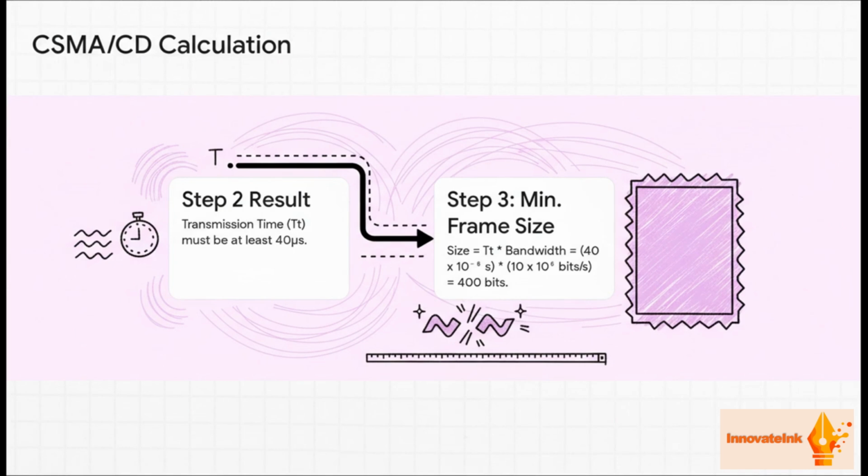And this is where physics meets protocol. It's so cool. If a station must transmit for at least 40 microseconds on a 10 megabit per second network, we can just do the math to figure out the smallest possible frame. And the result is 400 bits. This is exactly why Ethernet has a minimum frame size. It's a direct result of the physics of the network itself.